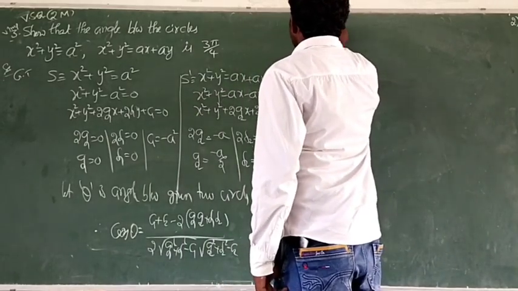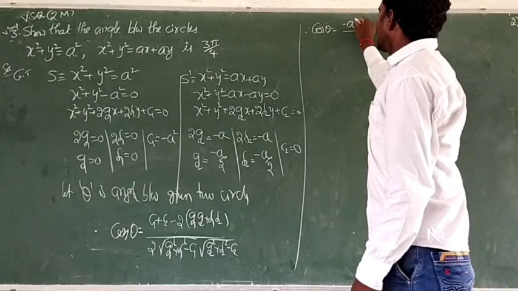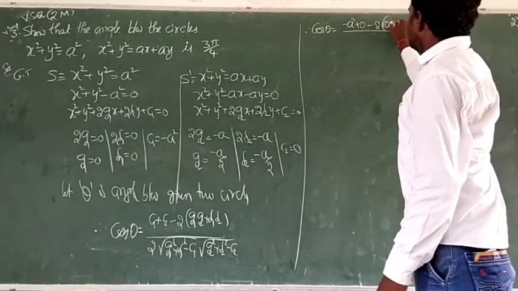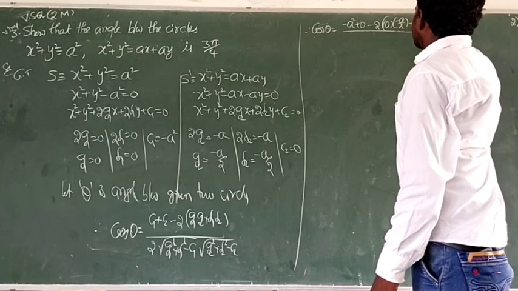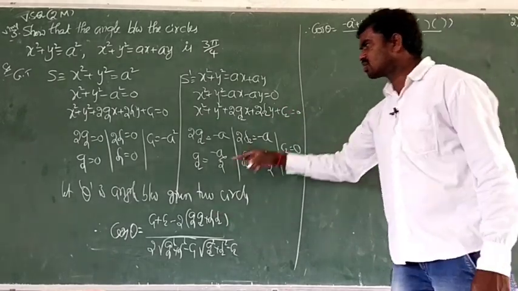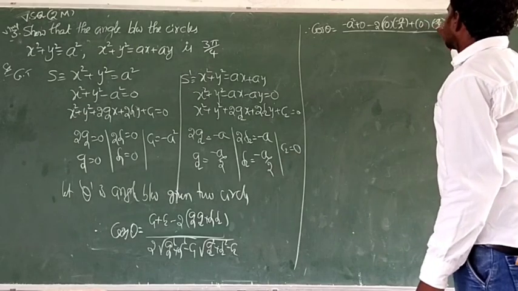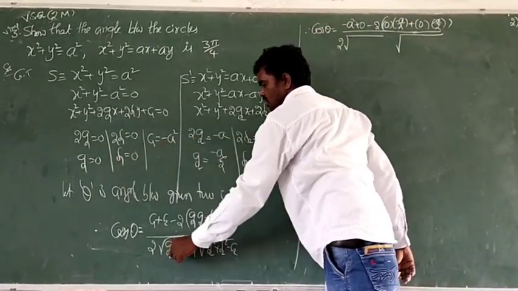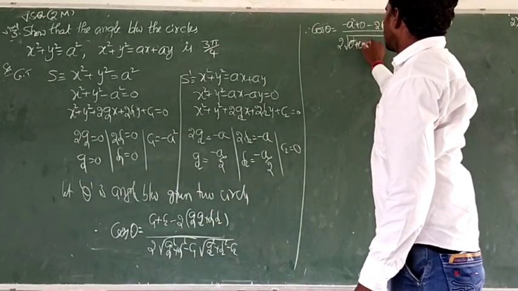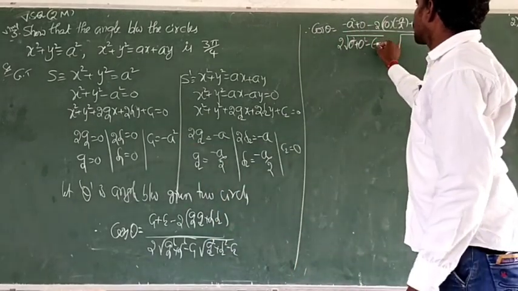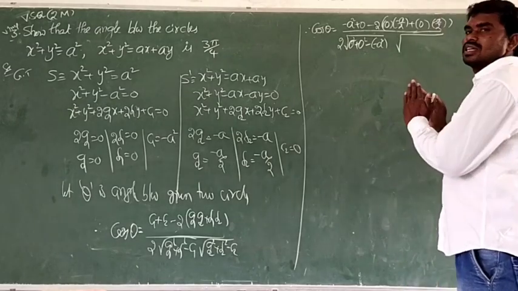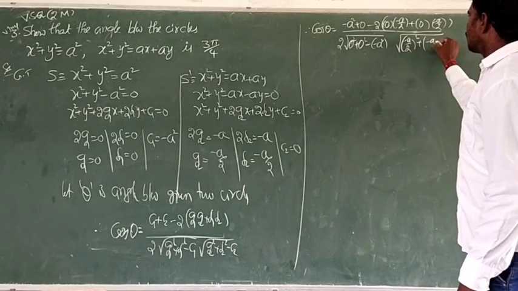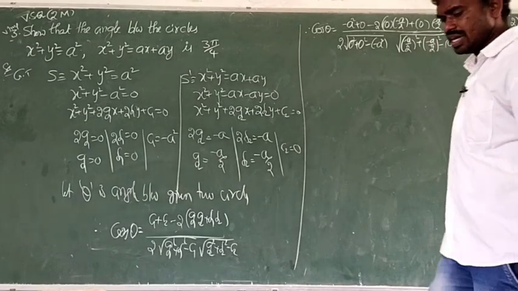So, therefore, cos theta is equal to: for c1 means minus a square, plus c2 means 0, minus 2 into g1 into g2 means 0 into minus a by 2, plus f1 into f2. Am I right? f1 into f2 means 0 into minus a by 2. This is also by 2 into root. First root, g1 square plus f1 square minus c1 means g1 square means 0 square, f1 square means also 0 square, minus c1 means minus minus a square. Similarly, g2 square means minus a by 2 whole square plus f2 square means minus a by 2 whole square minus c2 means 0. Okay, I am simplifying this.